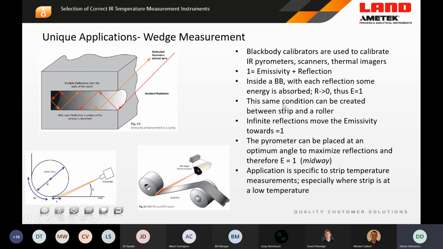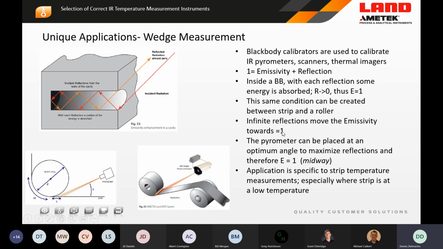So this same condition can be created between a strip and a roller. If we have a strip and we have a roller, you can literally look into that wedge, and that wedge creates the same kind of condition as a black body does. You have infinite reflections. Those reflections move towards 0 because of the absorption of energy, and E, the emissivity, will move towards 1. So guess what?